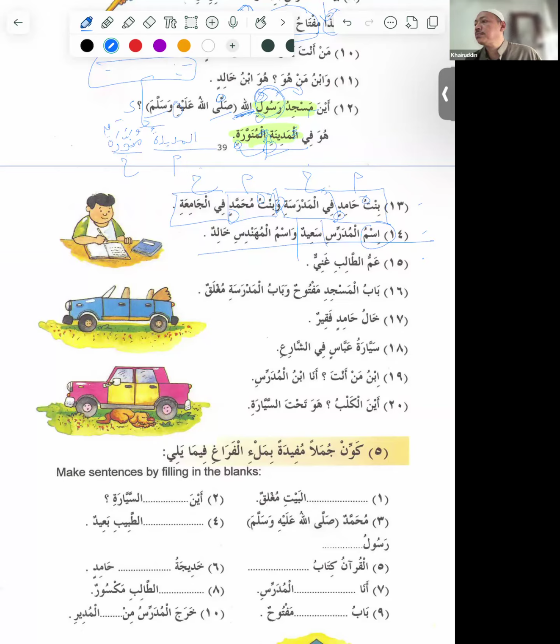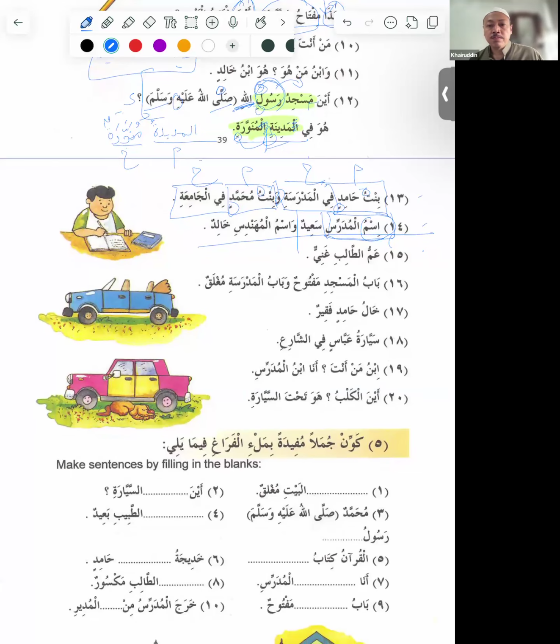What is the name of the teacher? So this is the mubtada. This whole thing is the mubtada. What is the khabar? Sa'idun. The name of the teacher is, you put an is here, Sa'idun. The name of the teacher is Sa'id.